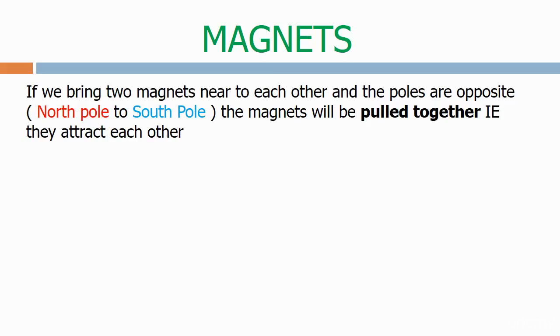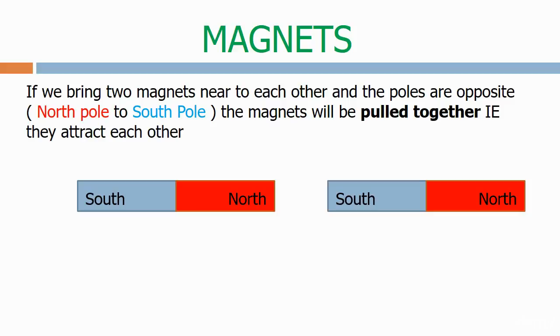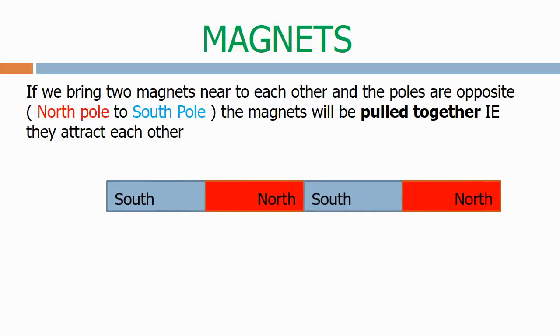If we bring two magnets near to each other and the poles are opposite, i.e. north pole to south pole, the magnets will be pulled together, i.e. they attract each other. Here we have that situation, two magnets with north and south poles. As they come together, they stay together, they're attracted.